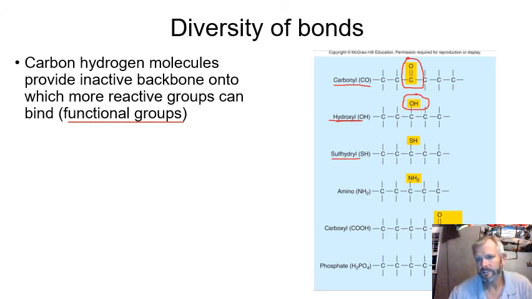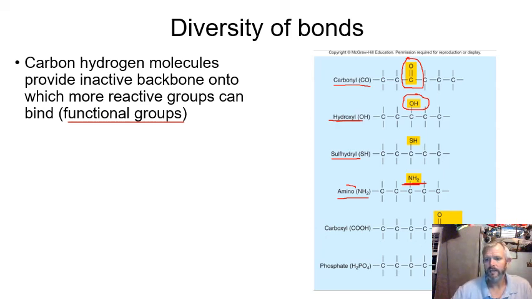Sulfur we won't see as much, but sulfur and hydrogen down there. Amino group, NH2. Hopefully that looks familiar. Amino, what molecule do you think we'll be dealing with that has an amino group to it, functional group? Yeah, amino acid. Okay, we're going to see amino acid. All amino acids have an amino group to it, functional group.